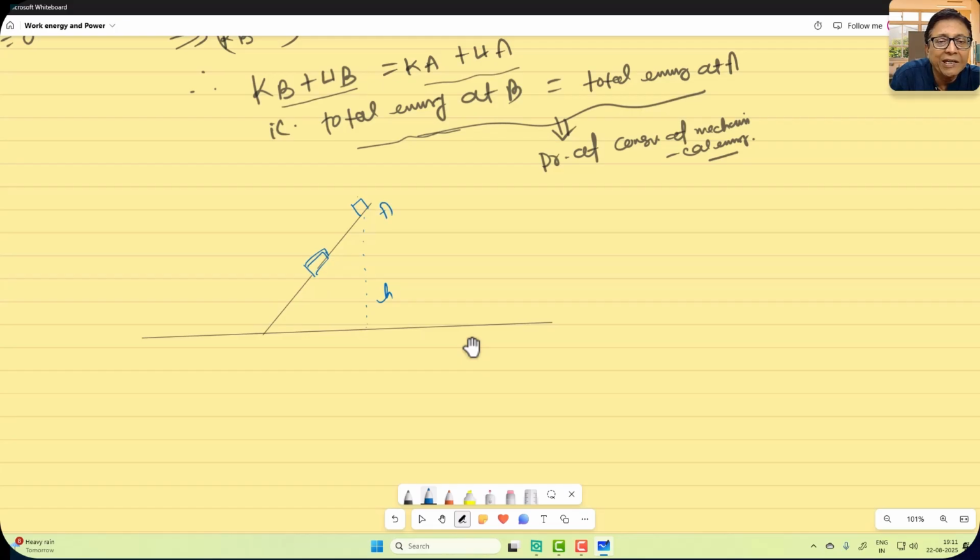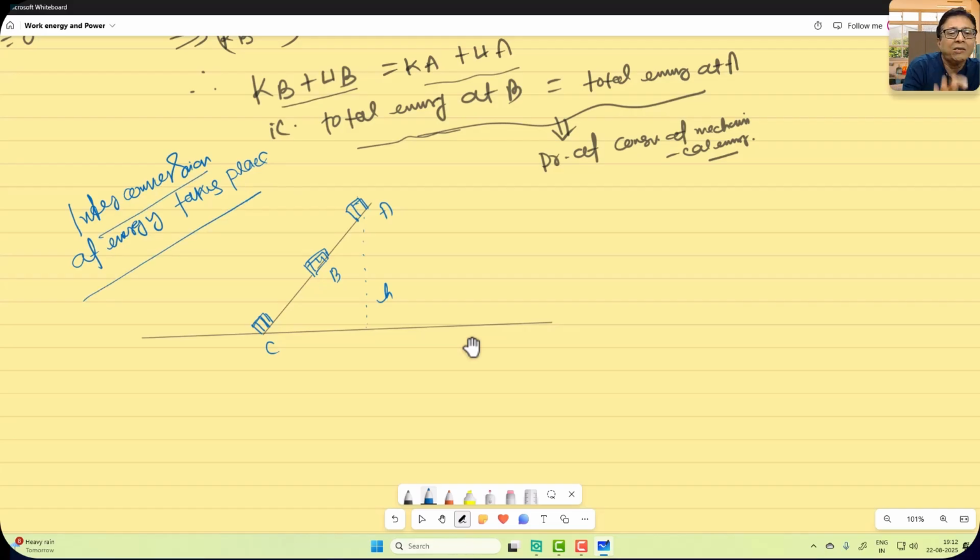So at 3 positions of the same object, this point is A, the object is here at A, then the object is at B, then we have taken it to C. It goes to the point C, same object. You have to prove that total mechanical energy is conserved. But energy is being converted. Interconversion of energy takes place. But total mechanical energy is conserved.